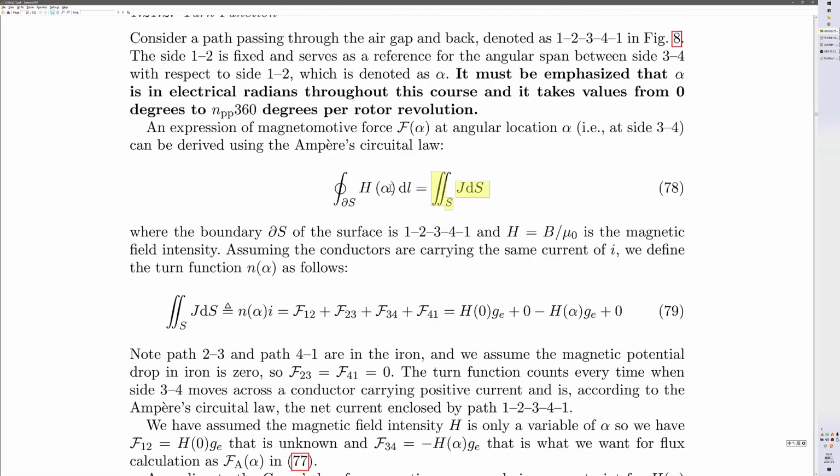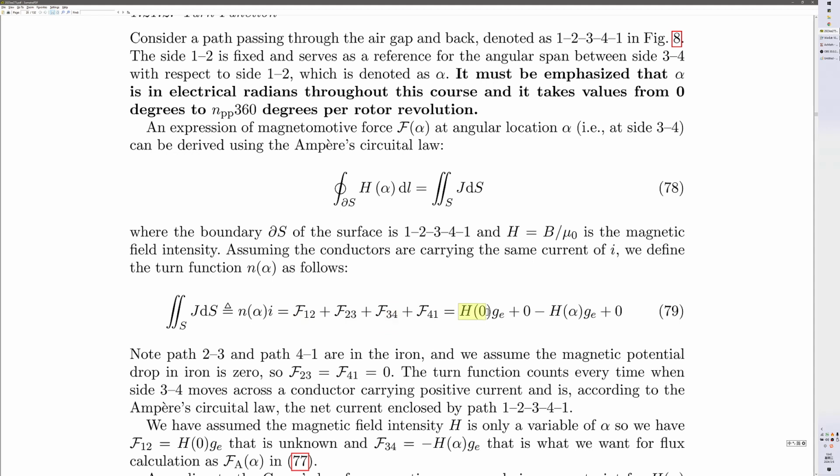So to do that, we are going to divide this path integral into 4 terms here. And we are going to assume the iron is ideal. There's no loss of MMF in the iron, so that's why we have 2, 0 here. So the path 2, 3, and path 4, 1, they are on the stator and rotor iron. And the MMF, we do have MMF loss in the air gap. That's why F12 and F34 is not 0.